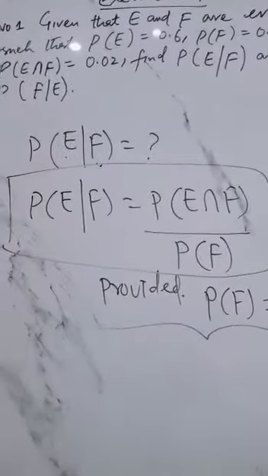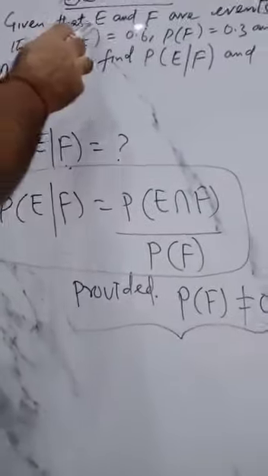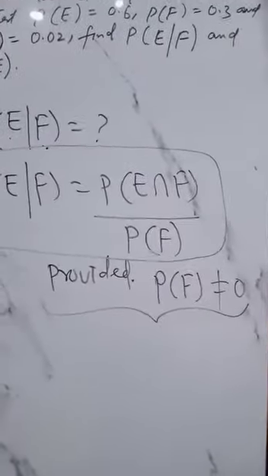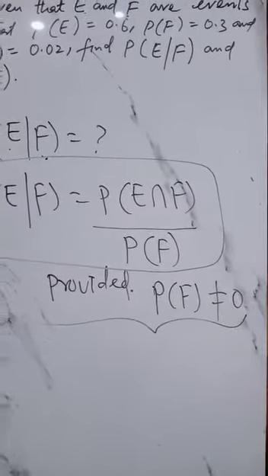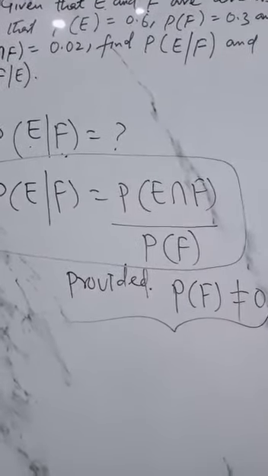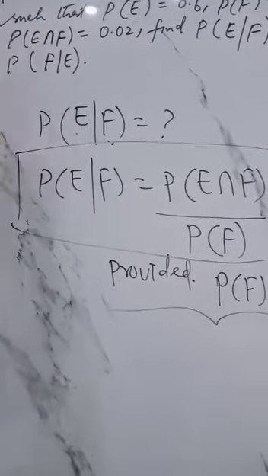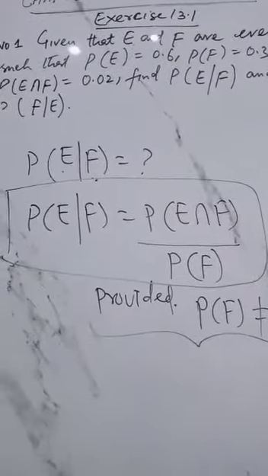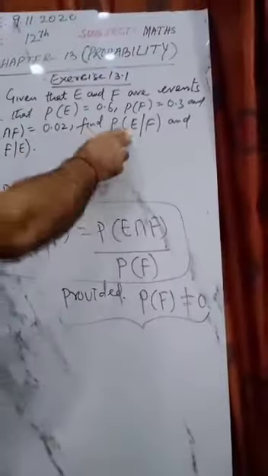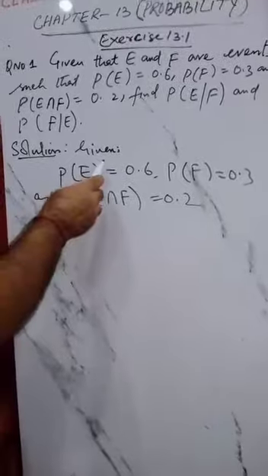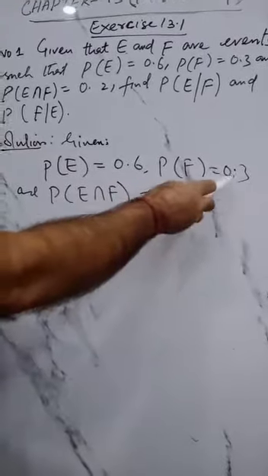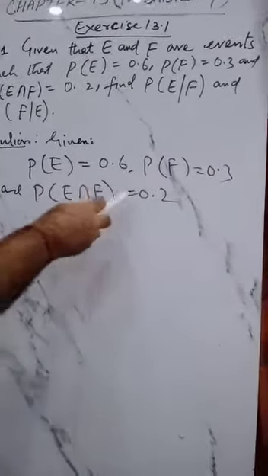So this is what you have to answer here in the questions. If we have two events E and F such that probability of E is given as 0.6 and probability of F is given as 0.3, and it is also given that the probability of the intersection of E and F is 0.2. You have to find two parts. So children, it is given in the question: probability of E is 0.6, probability of F is 0.3, and the intersection of E and F is 0.2.